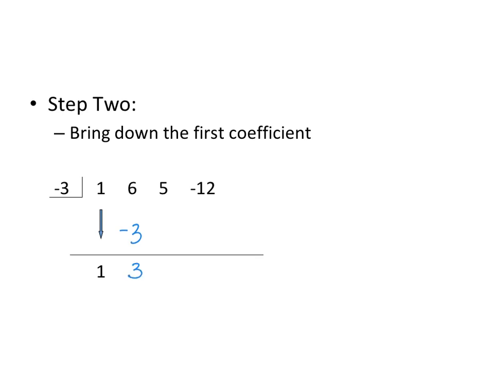I now repeat the process. Negative 3 times 3 is negative 9. I write that down, and again I add. 5 plus negative 9 is negative 4. I repeat the process. Negative 3 times negative 4 is 12. And when I add, I get 0. So this means there is no remainder.